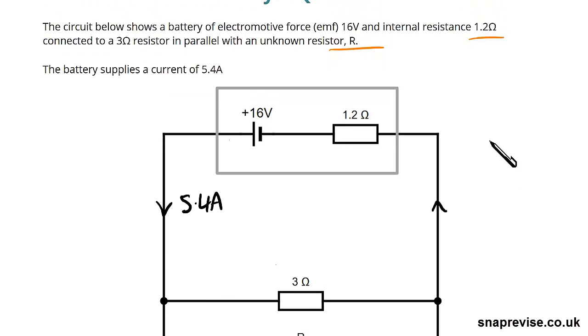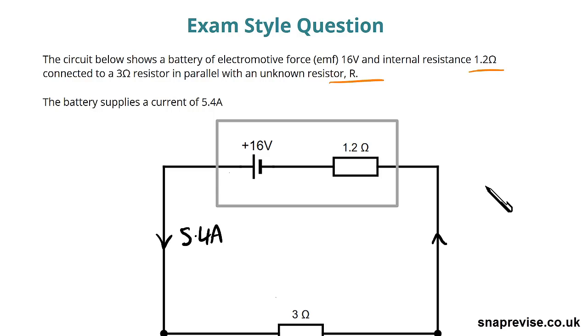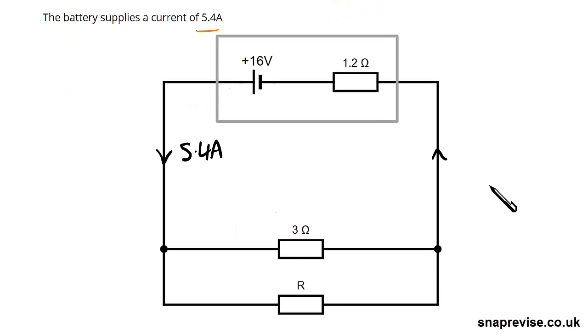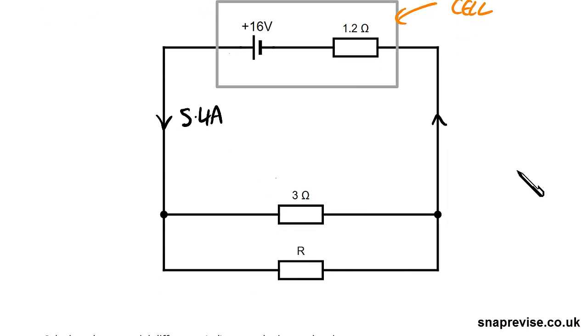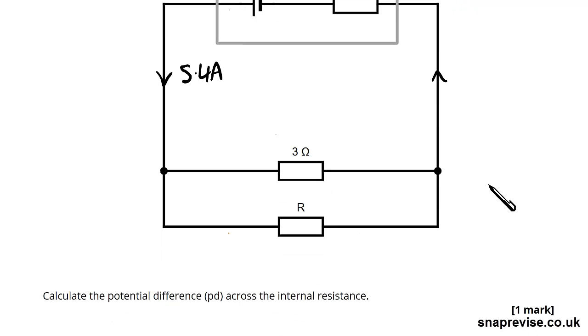So in this case, we don't know one of the resistors outside of our circuit, and going through this question, we're going to work out what it is. We're told the battery supplies a current of 5.4 amps. So this is the setup. This is our cell, as we had in our previous exam-style question. We have this 16 volt EMF and this internal resistance of 1.2 ohms, with a current of 5.4 amps flowing in our circuit, though clearly we'll have less current flowing in each branch, and those will sum together to make 5.4 amps. We're told this resistor is 3 ohms, and this resistor is unknown.